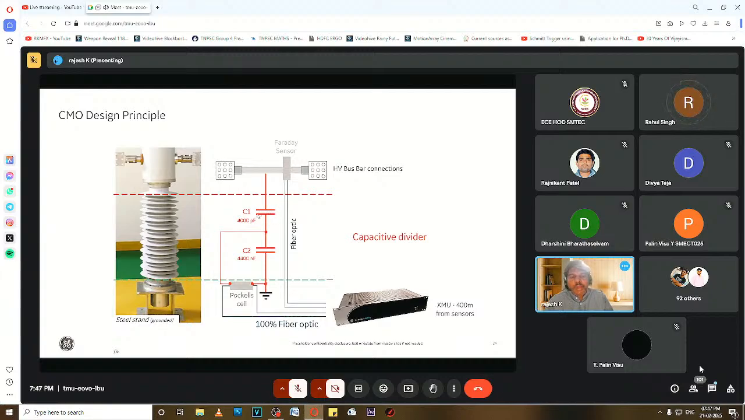capacitive divider. दे. Capacitive divider.